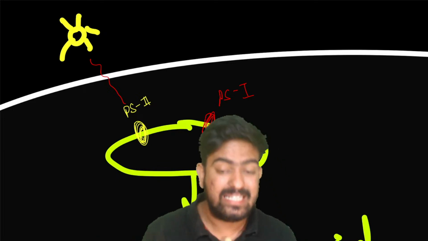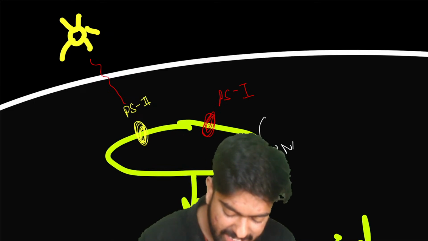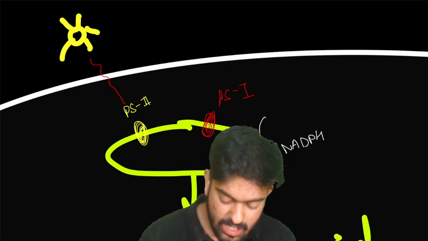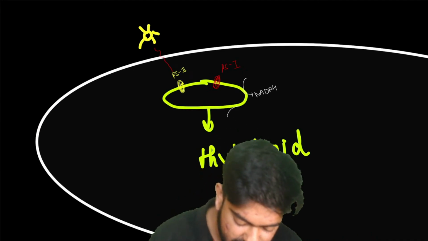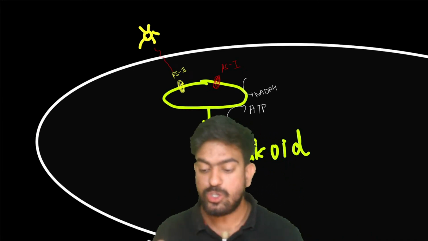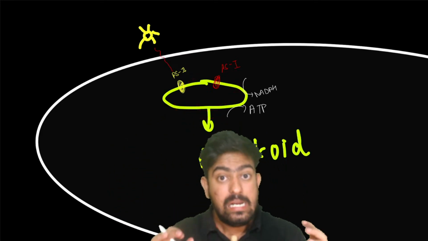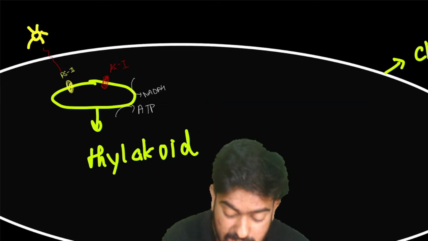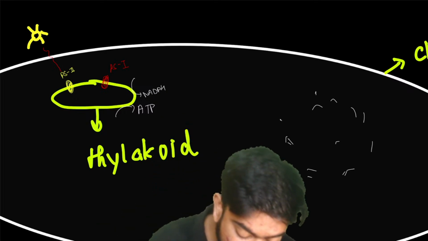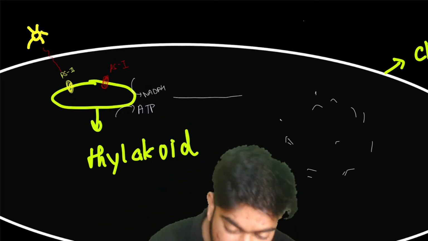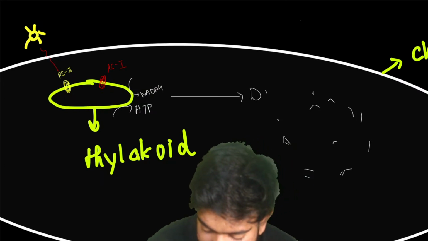And at the end of the light reaction, what had we made? We had made the NADPH, and we have made the ATP. Yes or no? So till now, whatever was happening, it was happening here, in the thylakoid. Now inside the stroma, this was the stroma of the chloroplast, we are going to have the dark reaction.